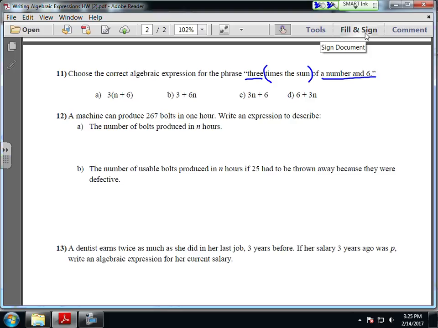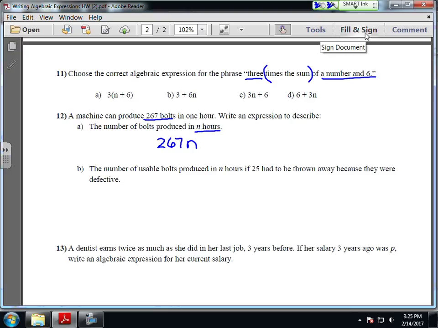Number 12. A machine can produce 267 bolts in 1 hour. Write an expression to describe the number of bolts produced in n hours. So 267 bolts in n hours. How do I show that? Am I going to use multiplication or division? You said multiplication, you're absolutely right. 267 each hour. And each is another way to show multiplication.